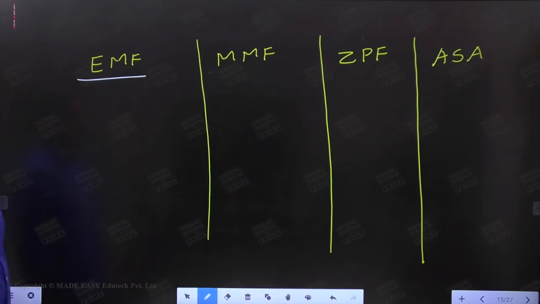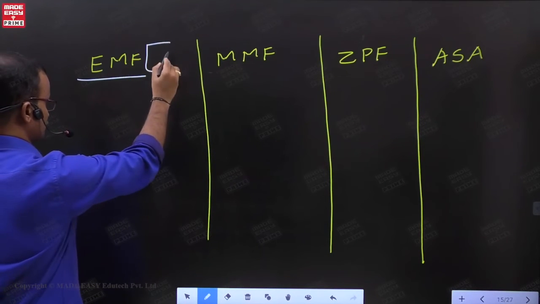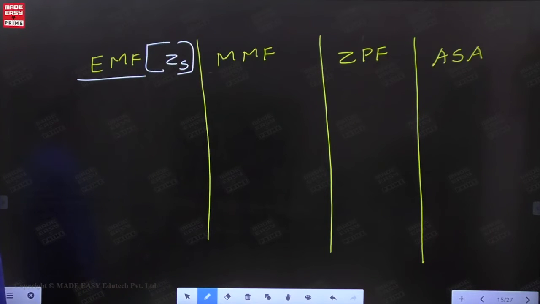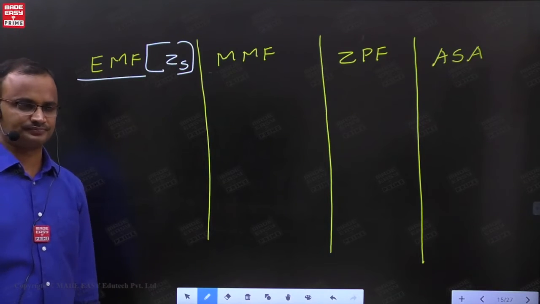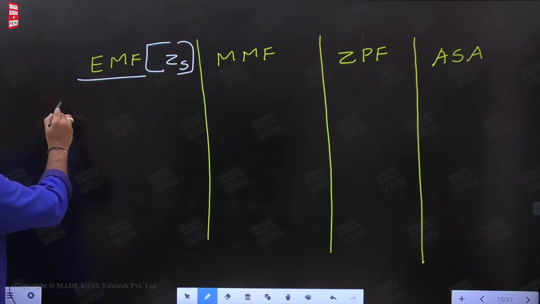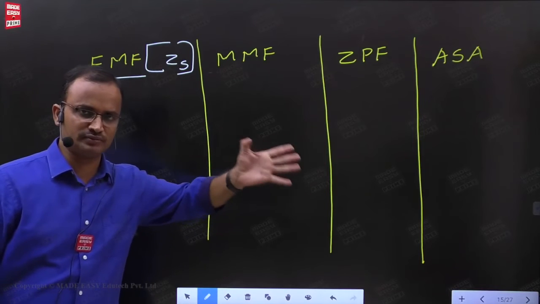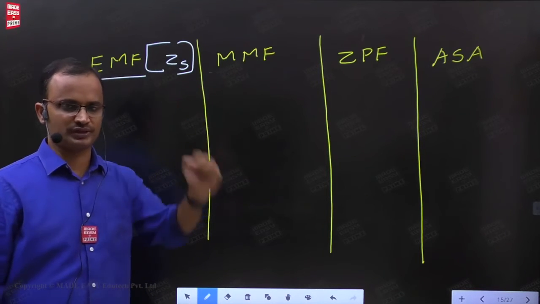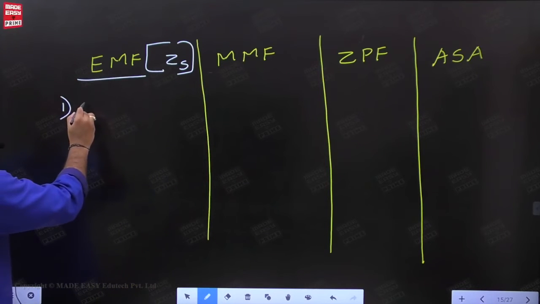Now, the EMF method. In terminology, the EMF method is also called the synchronous impedance method. In the objective questions, they simply ask: to find the regulation by using the EMF method, which test has to be conducted?